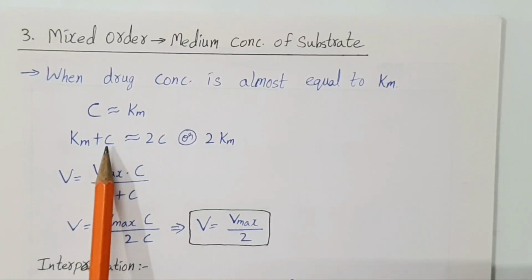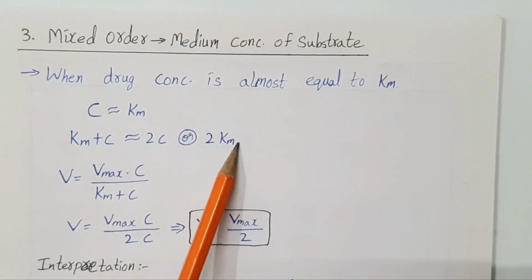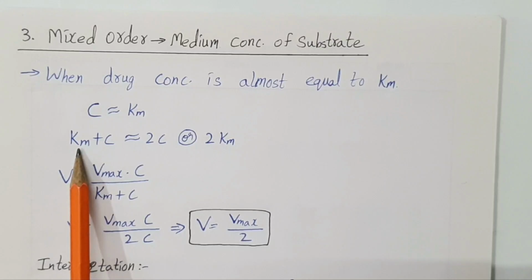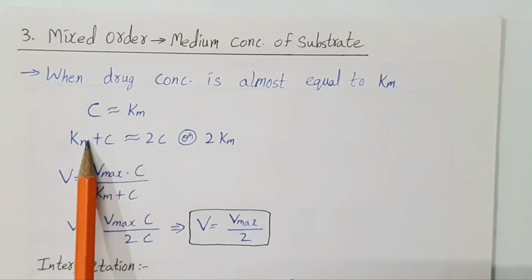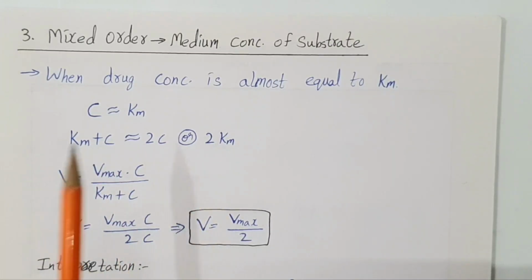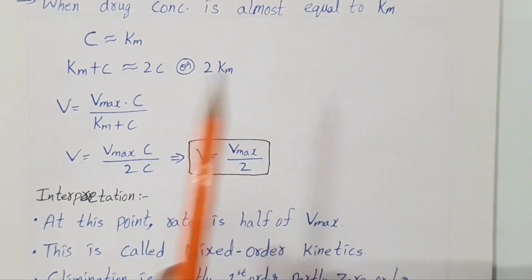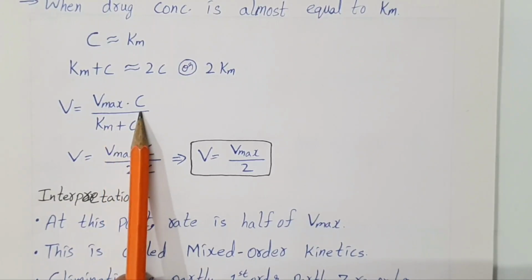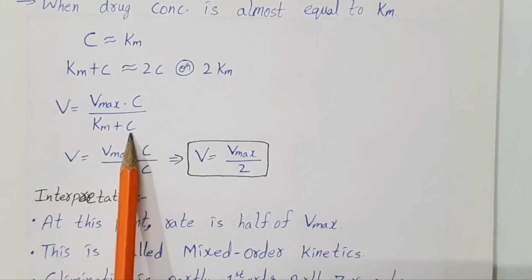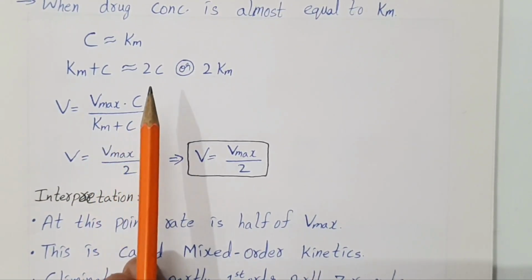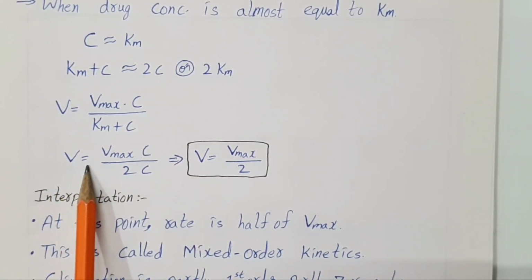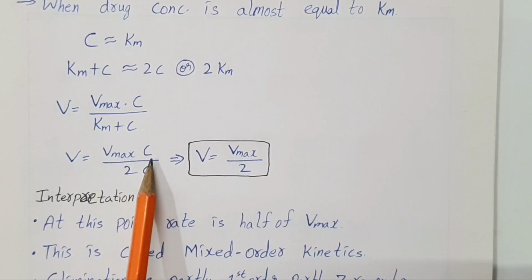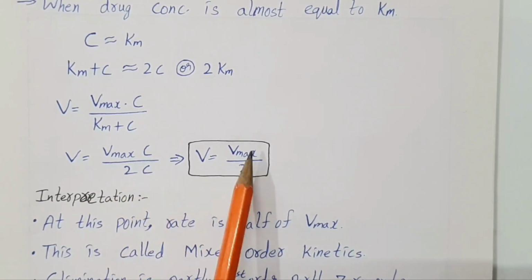So Km plus C we can write as 2C or 2Km. If you suppose it as C, then C plus C becomes 2C. Or if you suppose it as Km, then Km plus Km becomes 2Km. So our equation becomes V equals Vmax C divided by Km plus C. In place of Km plus C, we can write 2C. So V equals Vmax C divided by 2C.